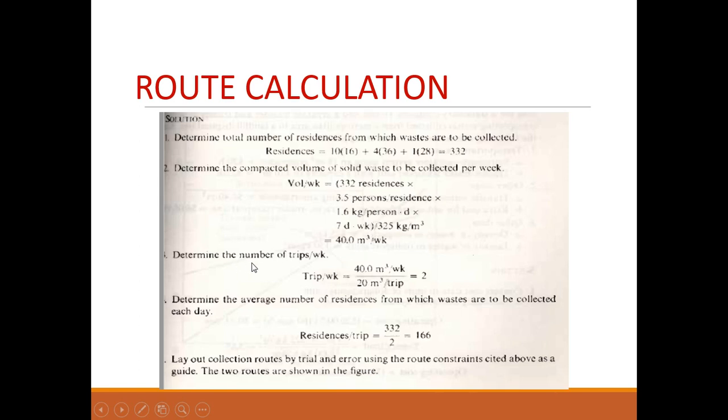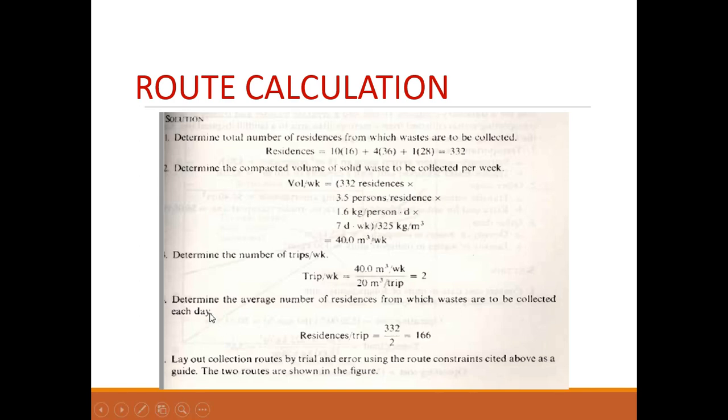Next, we want to determine the number of trips per week that we need. If this is the amount of compacted volume of solid waste we collect per week, we also want to divide that by the capacity of one vehicle. So if we divide 40 cubic meters by 20 cubic meters, remember the 20 cubic meters was also an assumption that we made, it means that we need 2 trips per week in order to facilitate that waste collection.